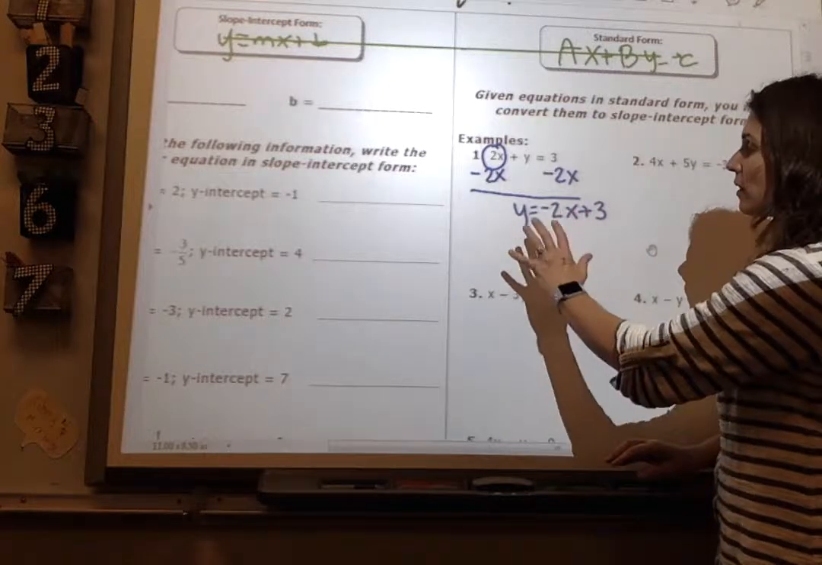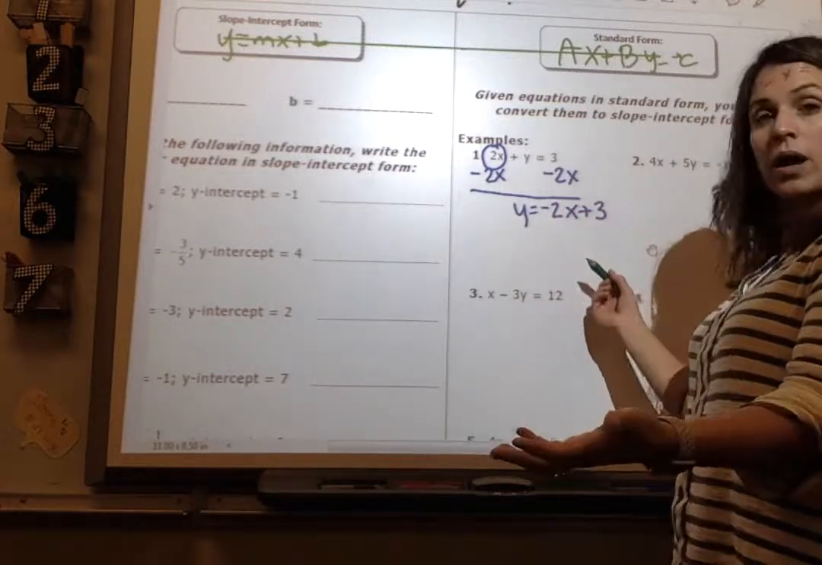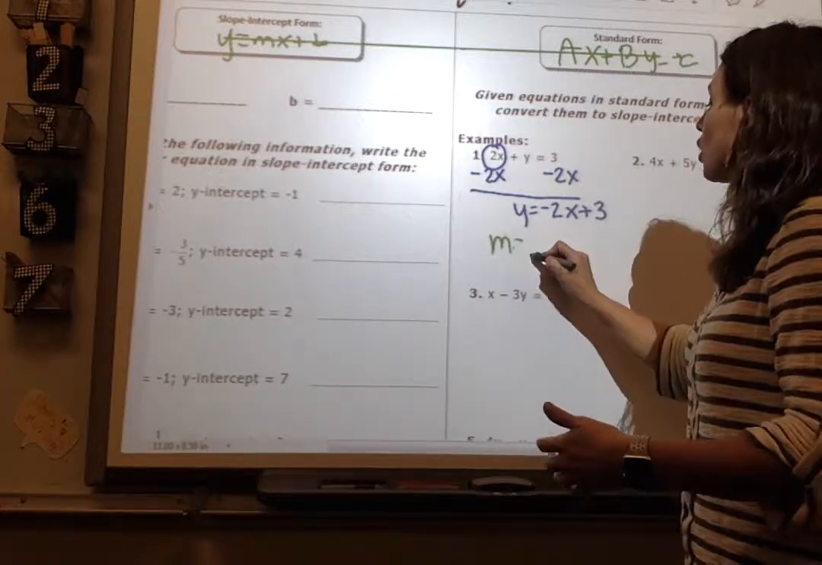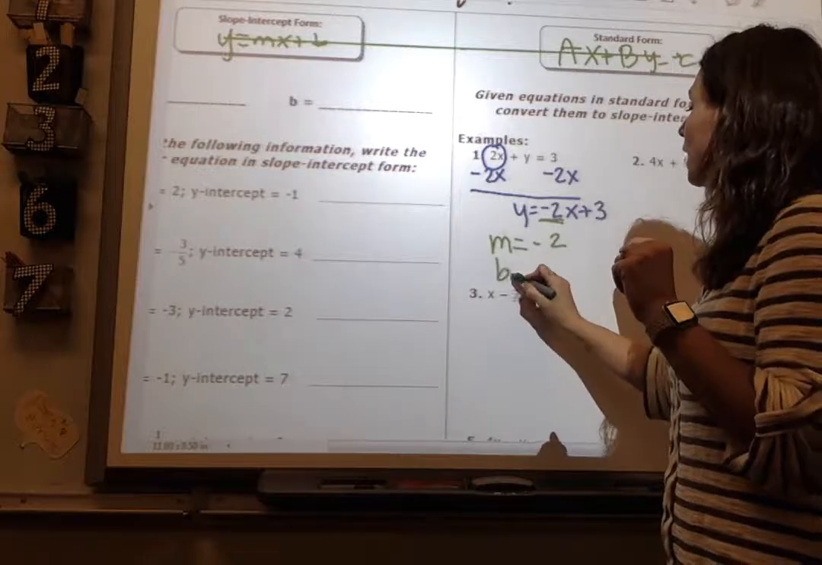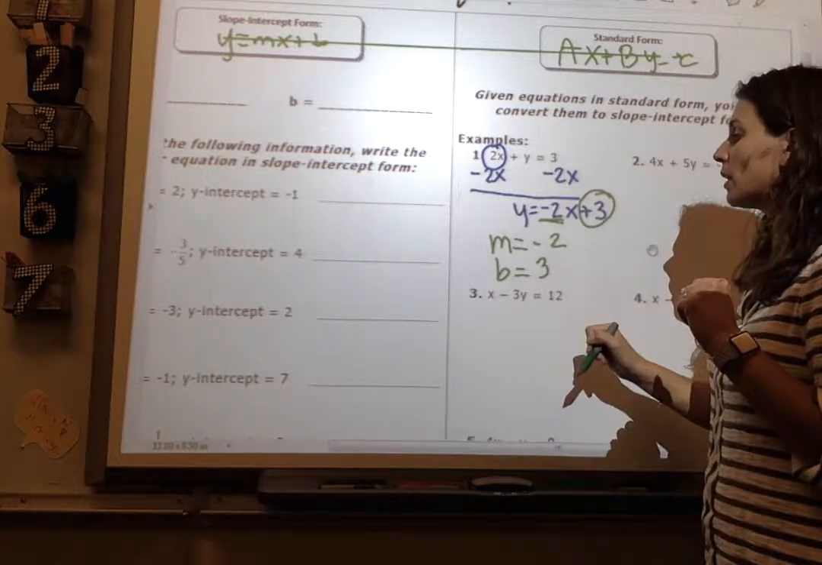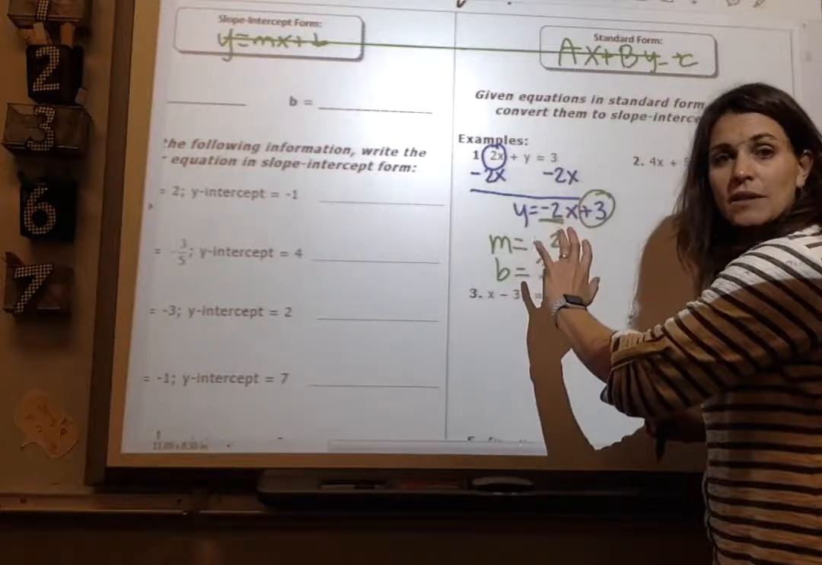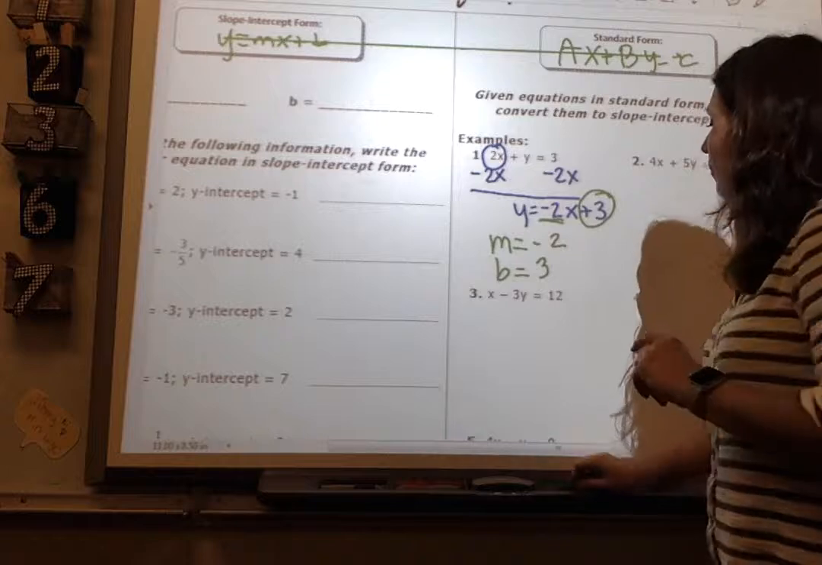So now when I look at this, y equals negative 2x plus 3, I can easily identify, well, what's my slope? My slope, remember, is the coefficient of x, negative 2. My beginning point is my constant term. It's the number that stands alone, so it's 3. So now it's easily identifiable. Slope, intercept. Make sense? Okay.